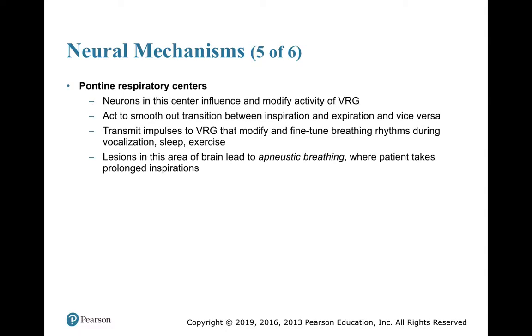Pontine respiratory centers are neurons that influence and modify the activity of the VRG. They act to smooth out the transitions between inspiration and expiration and vice versa. They transmit impulses to the VRG that modify and fine-tune the breathing rhythms during vocalization, sleep, and exercise.